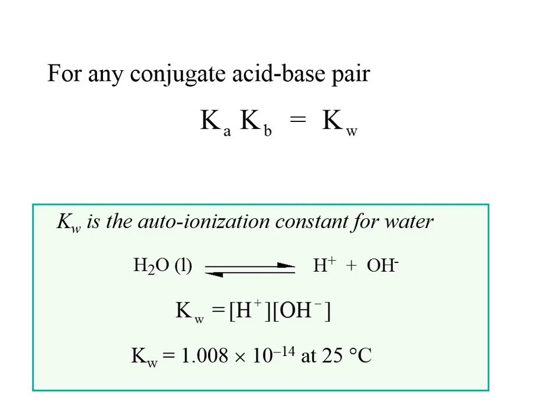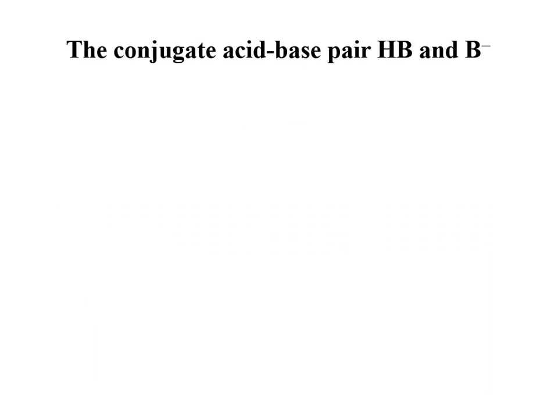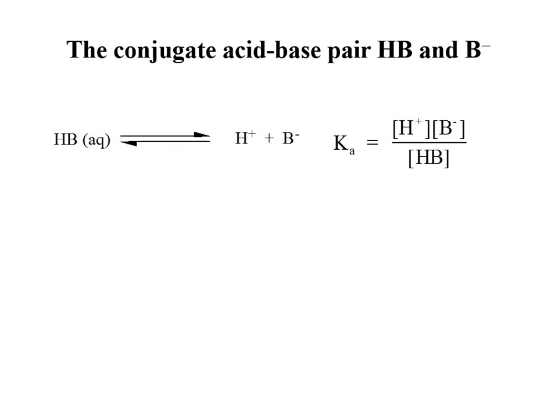And I have a little proof to show you why that is. If we switch gears to something generic, HB would be the weak acid and B minus is its conjugate base. Our conjugate acid-base pair, I like to think of it that way. Then we can show the weak acid's ionization, kicking off a proton and the B minus, which we now know is the conjugate base of HB. The Ka expression would look like this.